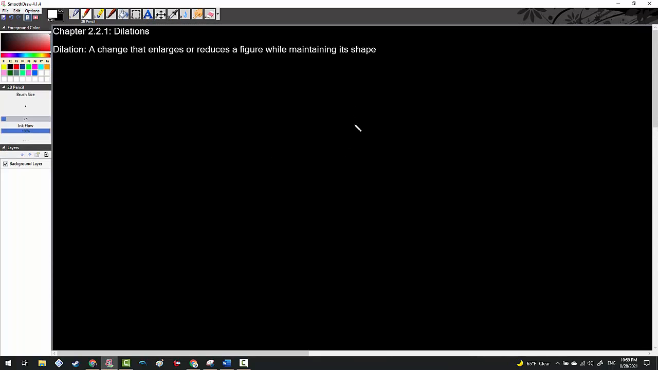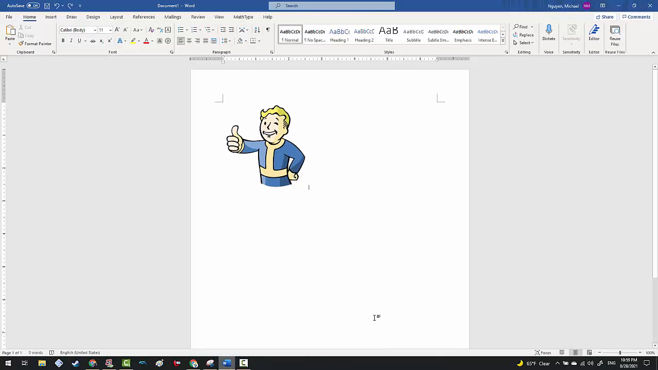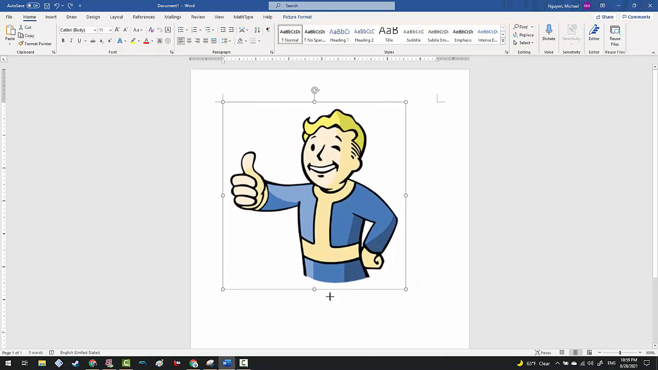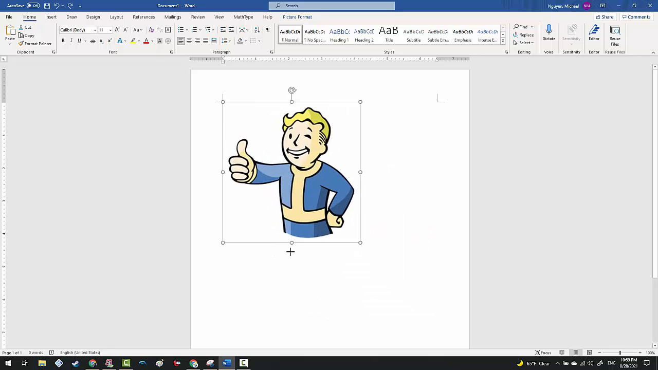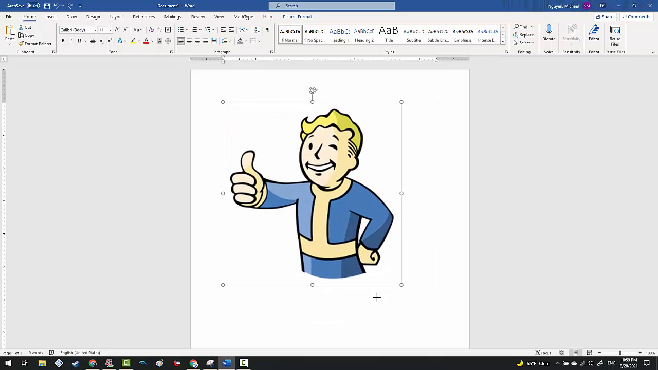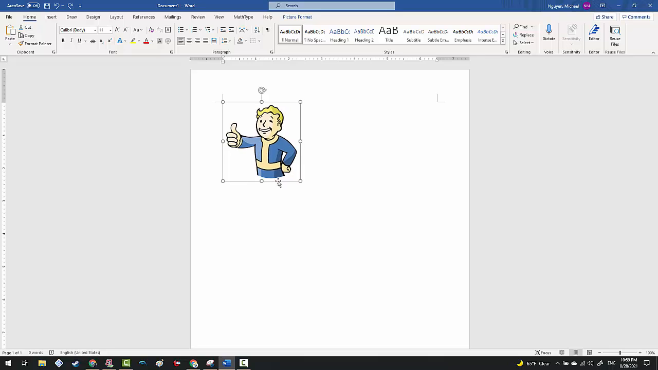I'll show you exactly what a dilation looks like on my Word document here. We've got this image right here that we are going to enlarge or shrink. Now notice how everything about the Vault Boy stays the same. He's not going to become unproportional at this point. His proportions all stay intact.